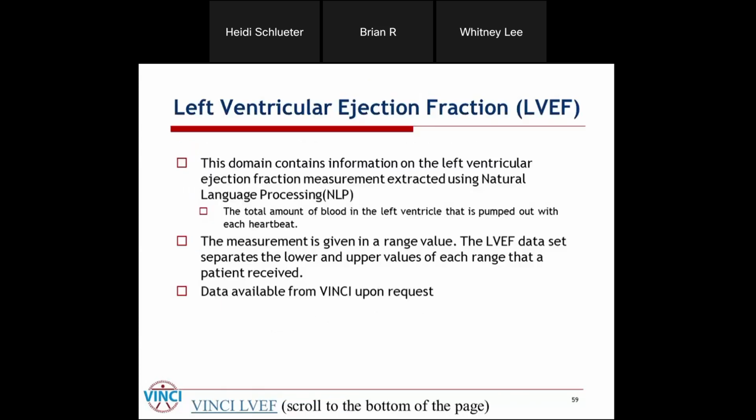We have the left ventricular ejection fraction, or LVEF data. So this domain contains information on LVEF measurements extracted using natural language processing. So the LVEF is the total amount of blood in the left ventricle that's pumped out with each heartbeat. So this measurement is provided in a range value. So the data set separates the lower and upper values of each range that a patient received. And this data is available from Vinci upon request.